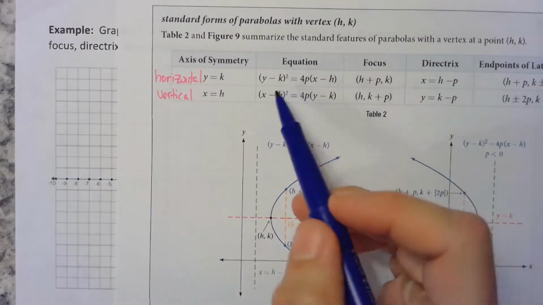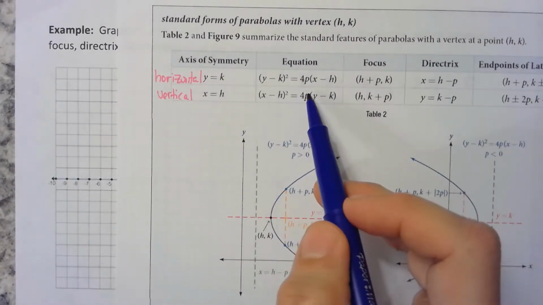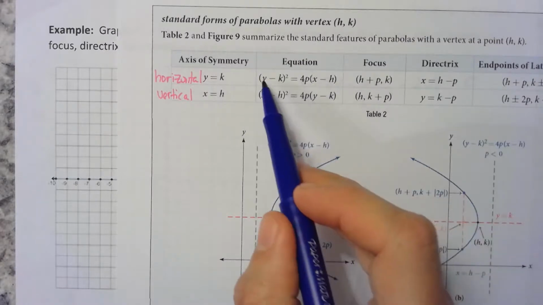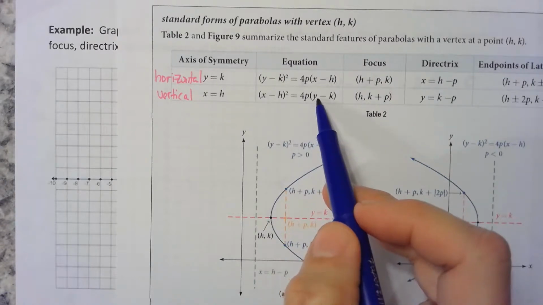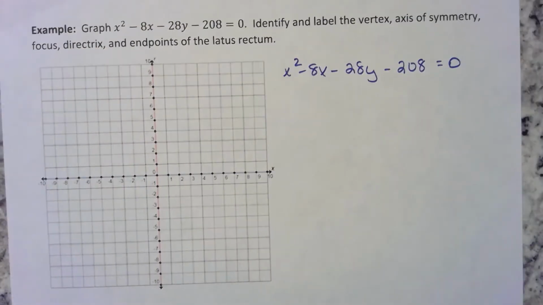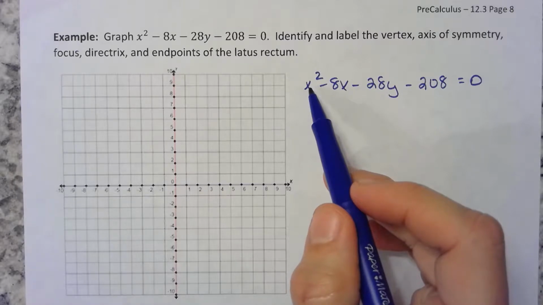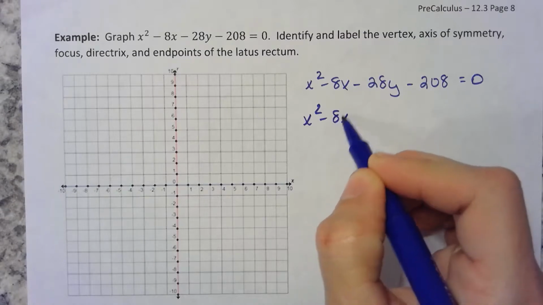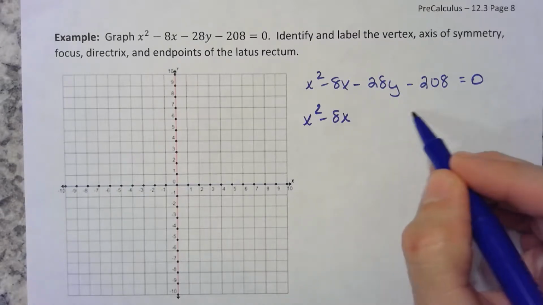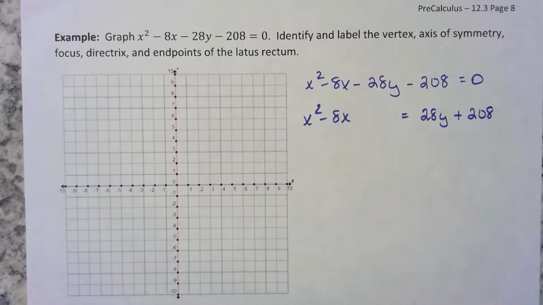formulas, we have some variable squared on the left, and on the right we don't have a variable squared, but we do have a variable over there. Here we have a y squared, here we just have an x. Here we have an x squared, here we just have a y. So if you notice in this particular one, our x is going to be squared, right? So let's isolate all the x's on one side and move everything else to the other side. Move both of these over so we end up with a positive 28y and a positive 208.